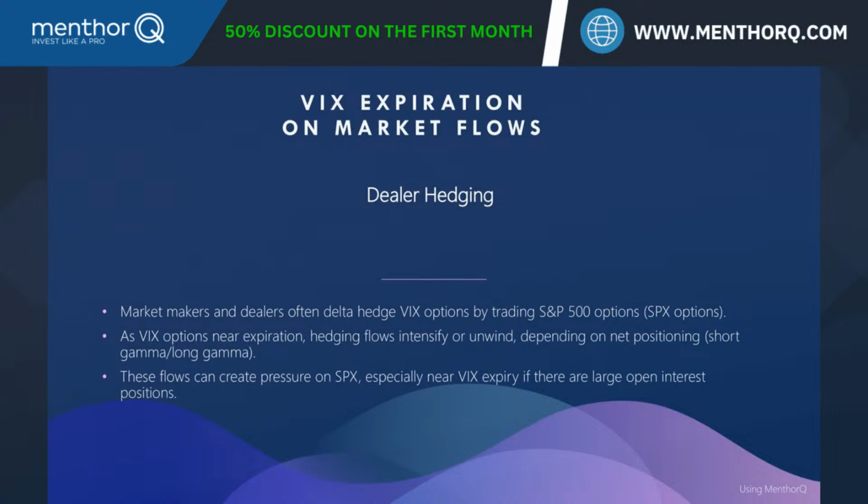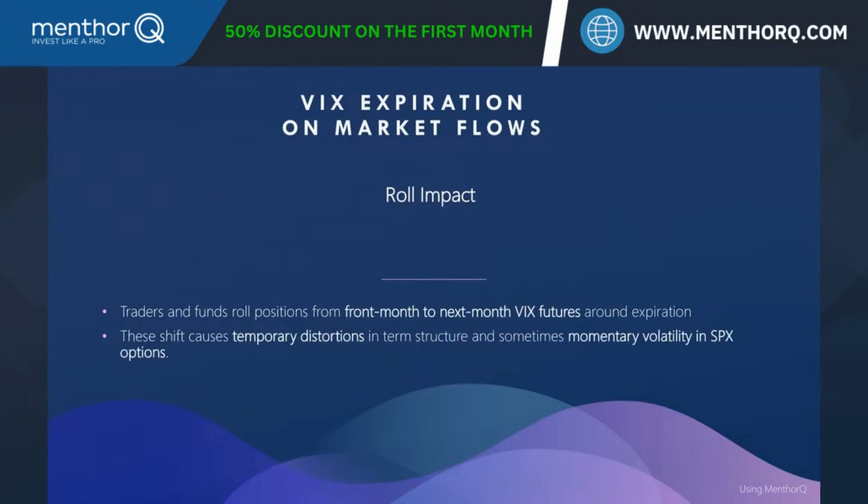So if there are large open interest positions, this can affect the hedging for SPX options. So you may see some changes there as the VIX expires, because generally what happens is people will close it maybe a few days before and roll into the next month. So you have like an unwinding effect, which can potentially change the SPX volatility. So that's the next one. Okay.